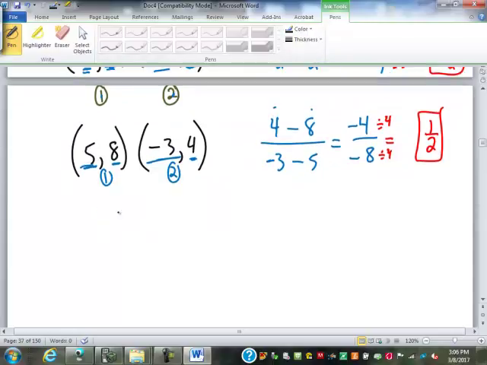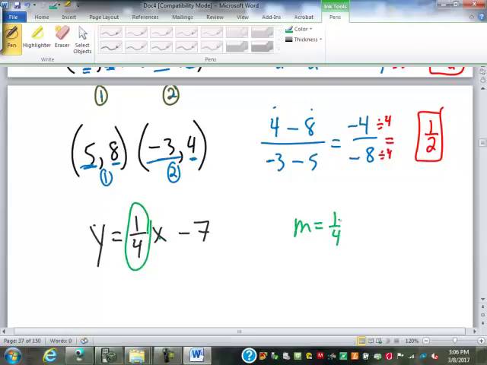What if I give you this? y equals 1/4 x minus 7. What is the slope of that equation? Exactly. The number that was multiplying x is our slope. That has a slope of 1/4.